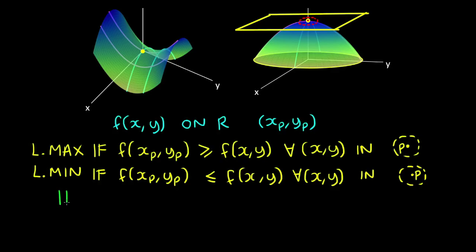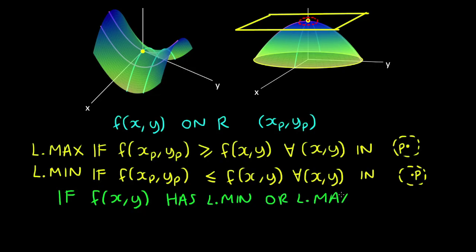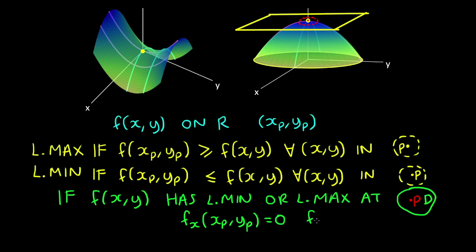So if the function has a local minimum or maximum value at an interior point of its domain, and if the partial derivatives exist at this interior point, then the partial derivative with respect to x evaluated at the point is equal to 0, and the partial with respect to y evaluated at point P is also 0.